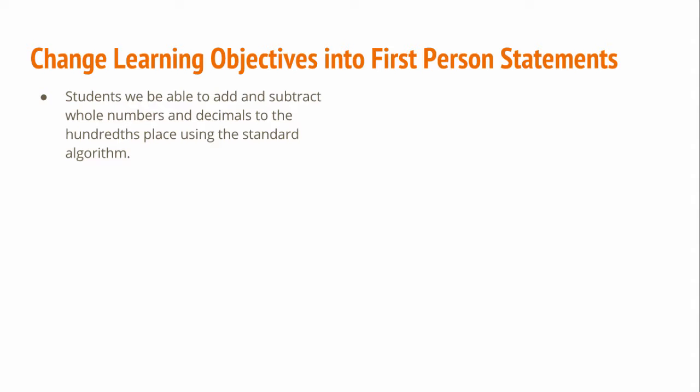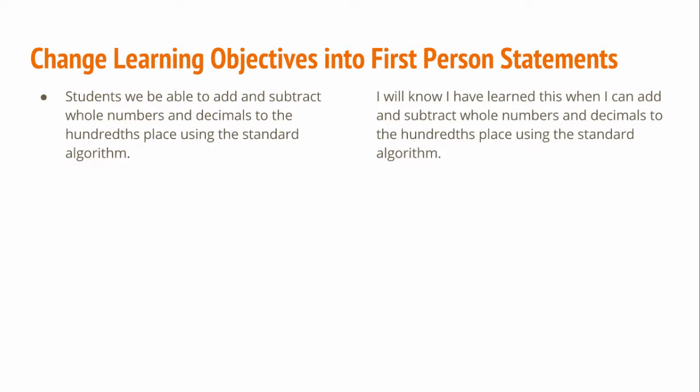Now, that's a really difficult learning standard to get across, so we're going to talk later on about how to make sure students understand this. But simply what I want you to do here is change the wording a little bit and say, I will know I have learned this when I can add and subtract whole numbers and decimals to the hundredths place using the standard algorithm. This already gives the student the implication that, okay, now this is mine. I know I will have learned it when I can add and subtract. So it puts it in that frame. I'm responsible for knowing when I've learned this objective, and I'm responsible for being able to do it. It's not the teacher's job to teach me, it's my job to learn it.